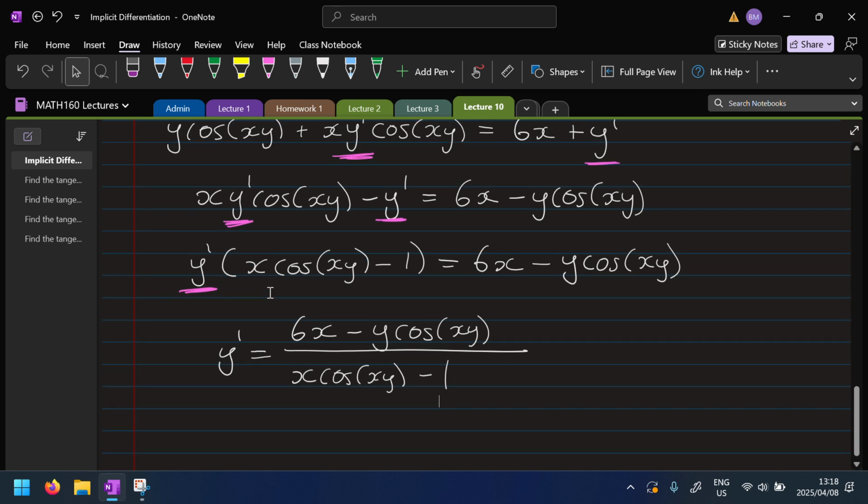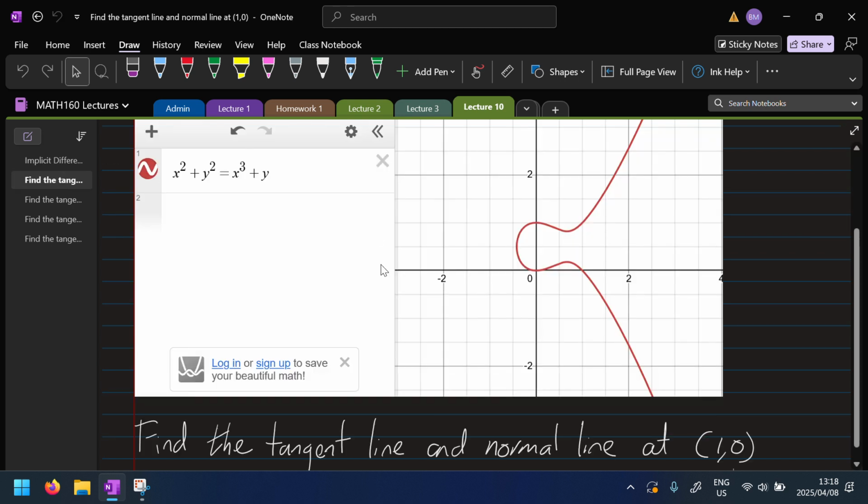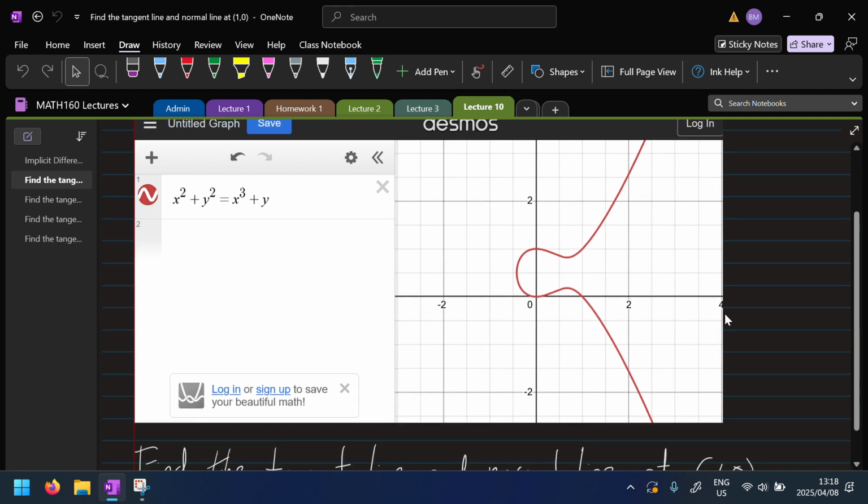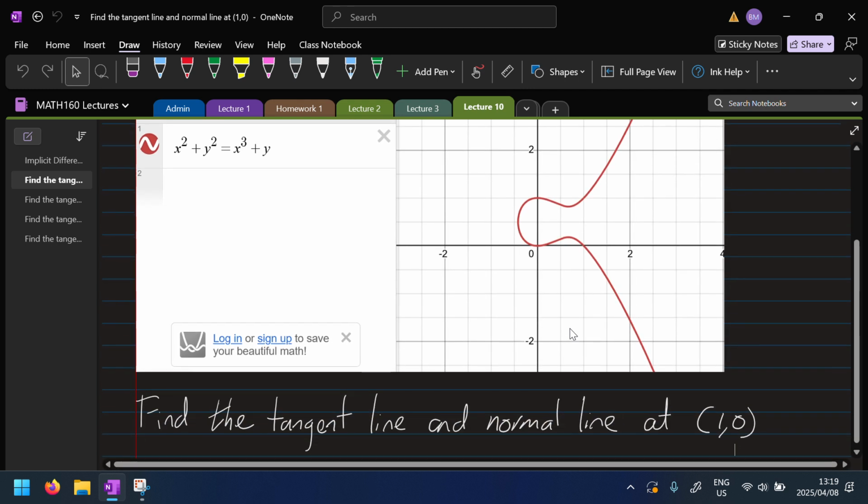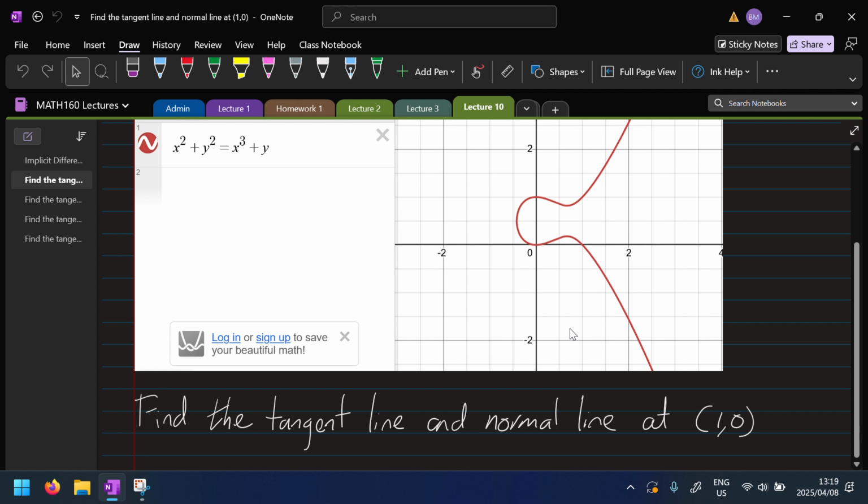Okay, so let's have a look at the application to finding the tangent line. Okay, so in this first example, we have a 2D curve given here. x squared plus y squared equals x cubed plus y. Again, we can't write this as y equals some function of x. Okay, this curve is not even a function of x by the vertical line test, so we can't do that. Okay, but we want to find the tangent line and the normal line at the point 1, 0. So that's over here at the x-intercept.